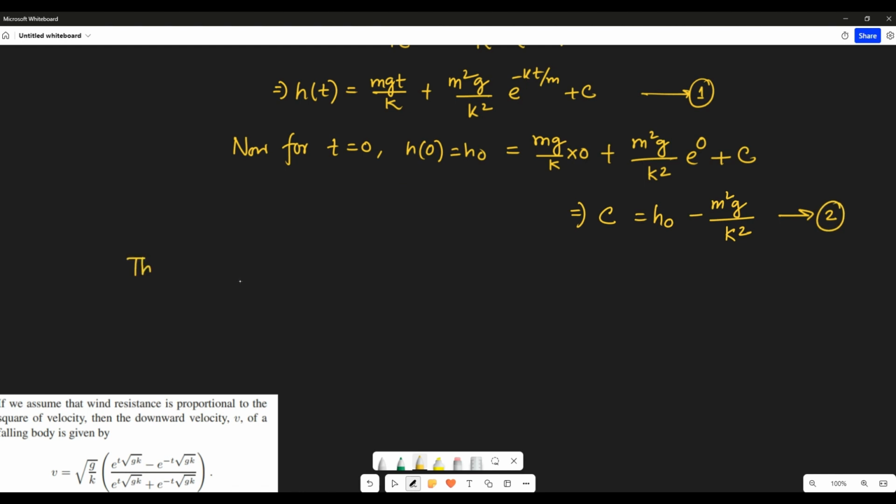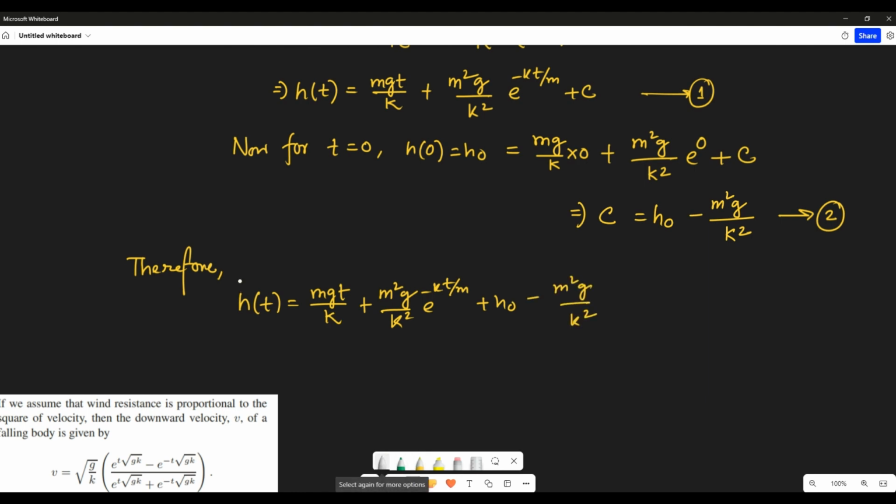So therefore we have h of t as a function of mg t by k plus m square g by k square e to the power of minus kt by m plus h naught minus m square g by k square. So after simplification, we can write this one: h of t will be mgt by k minus m square g by k square times (1 minus e to the power of minus kt by m) plus h naught.